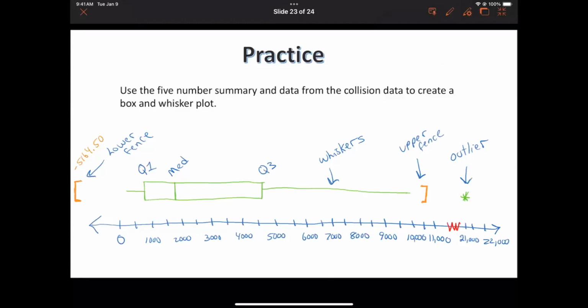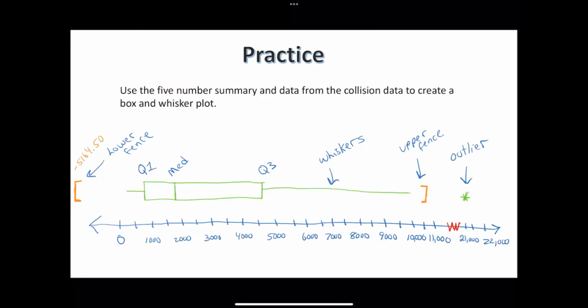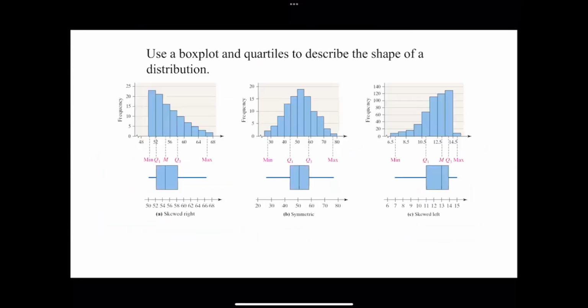Okay. So I have one more slide, and then we'll do the lab. I just kind of want to show you. So our data here is skewed right, because we have a super long whisker over here on the right, and our box is leaning towards the left. So you can take a look. The box plot on the left looks kind of like the one we just did.